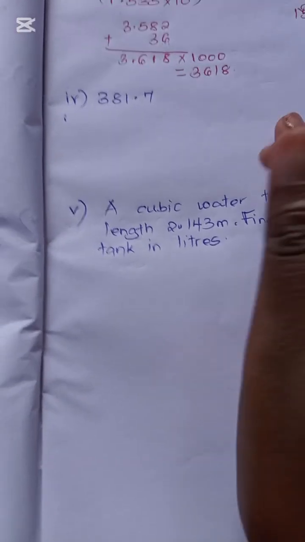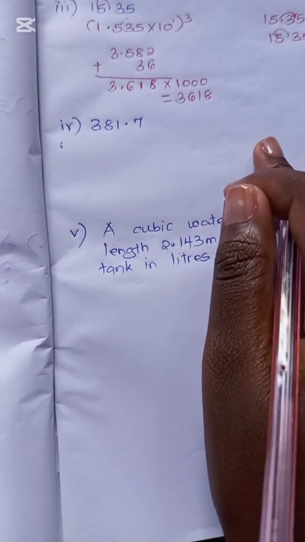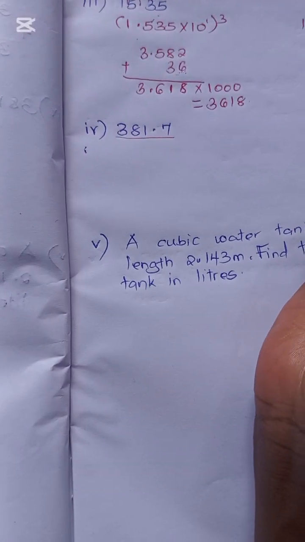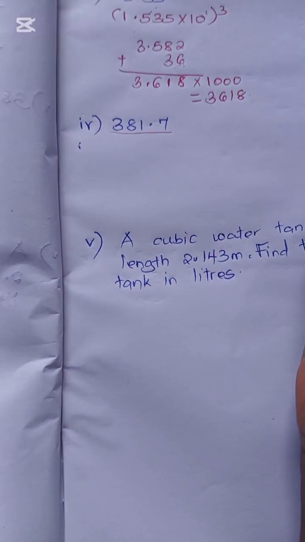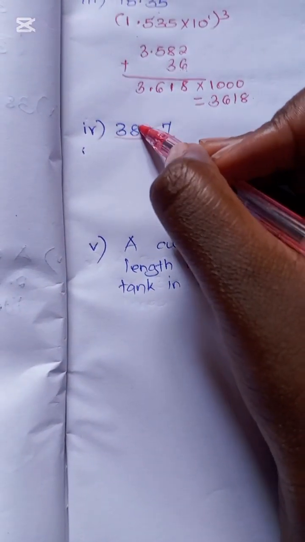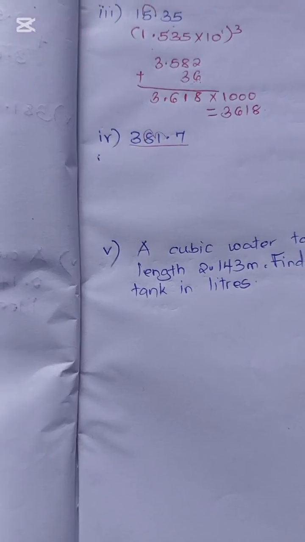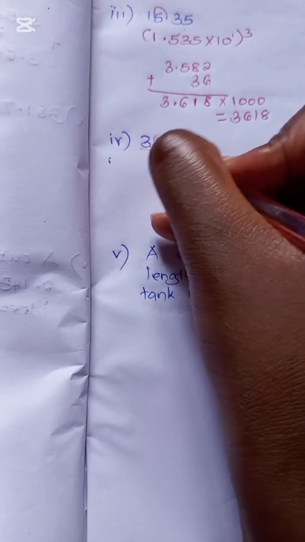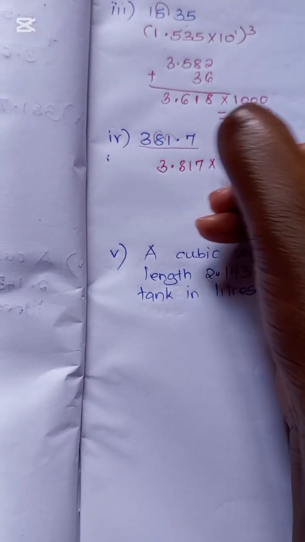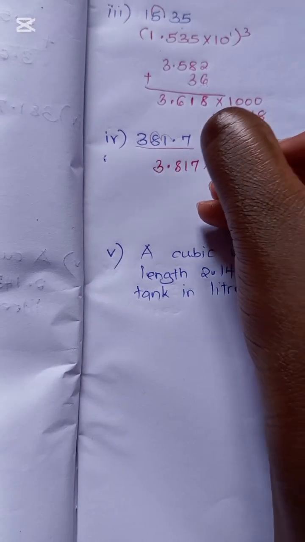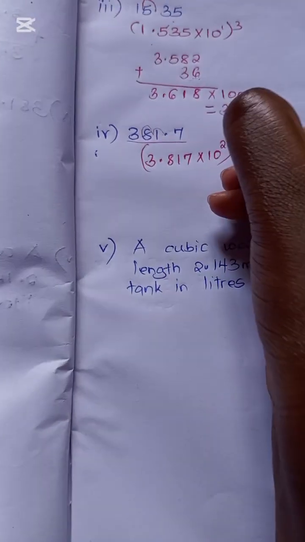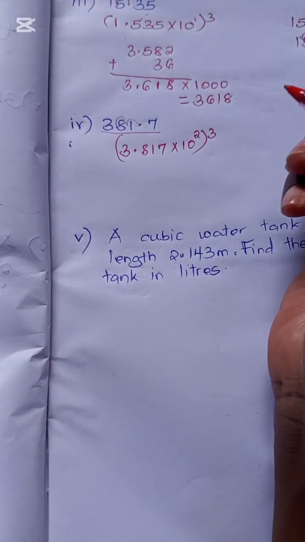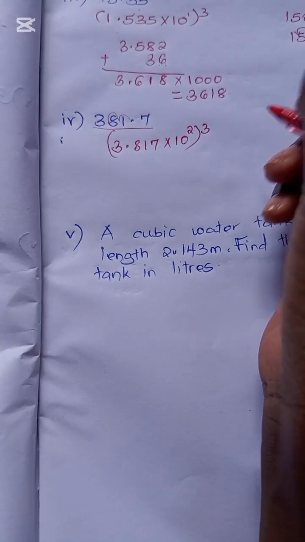The next example, 381.7. So this is not in standard form. Let us express it in standard form. So our decimal point will be moving to the left hand side to give us 3.817 multiplied by 10 power 2. We're going to get the cube of that. Because it is not a negative integer here, we are going to leave it in multiplication form.